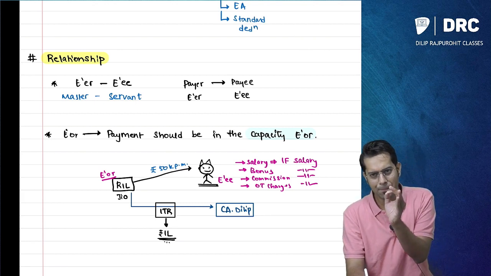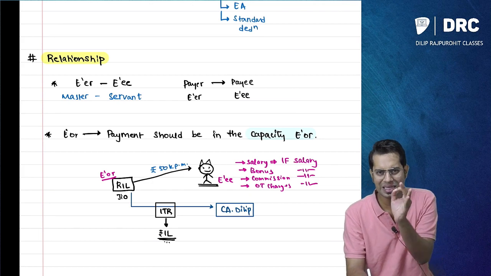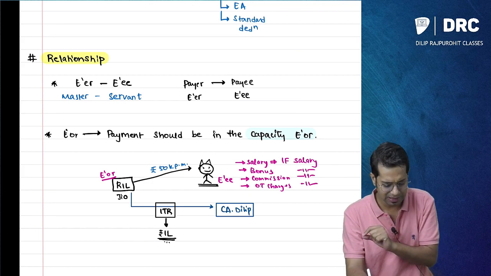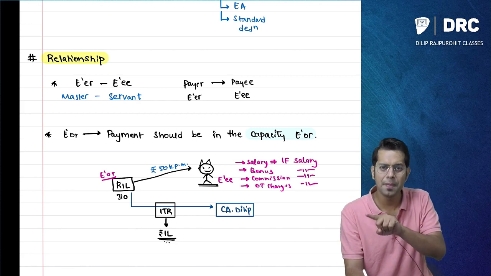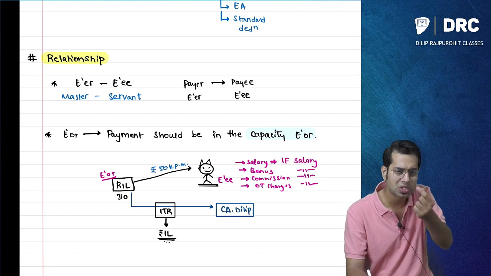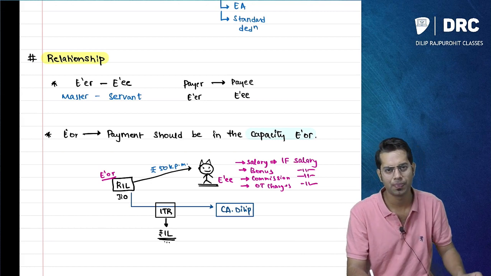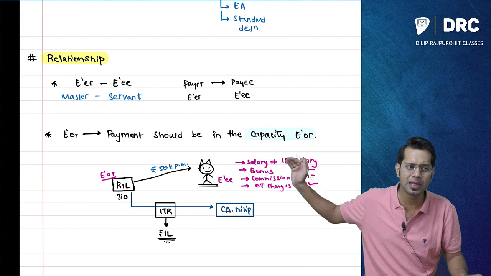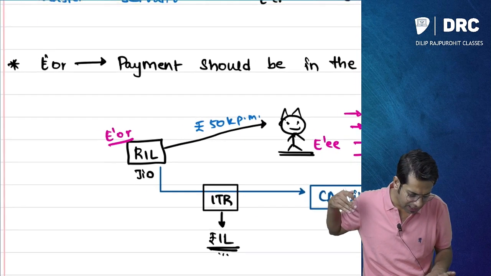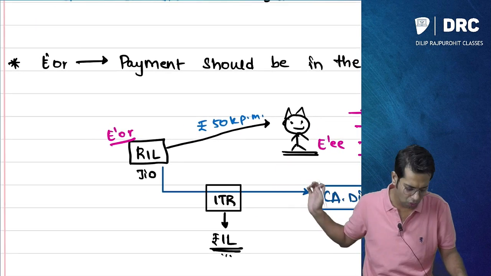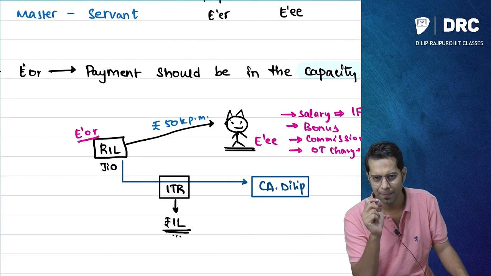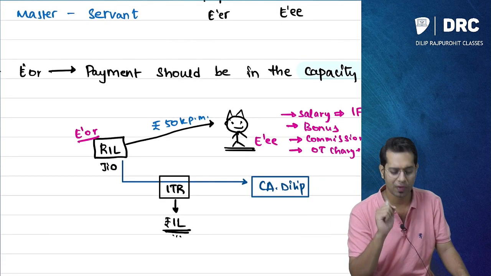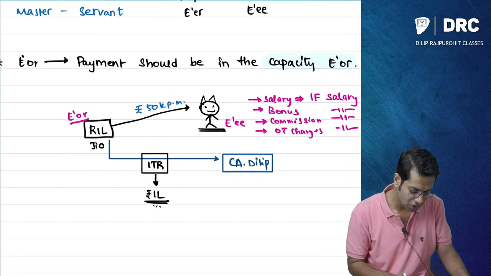Now, point to be noted over here. Is Dilip employee of Reliance Industries? Yes, sir. There is a relationship of employer and employee. Now, is the payment made by Reliance Industry to Mr. Dilip in the capacity of employer? In the present case, it is not in the capacity of employer.